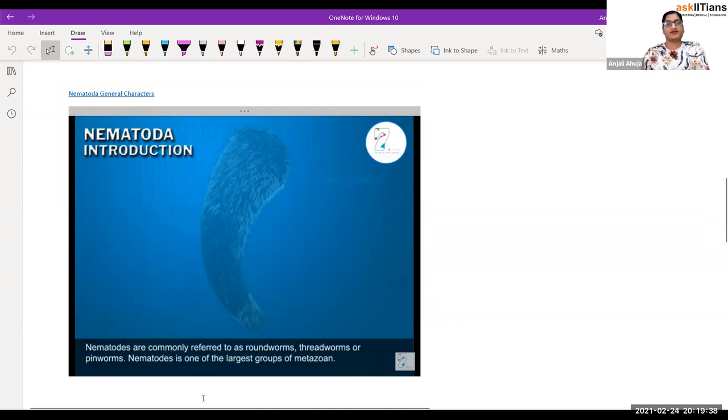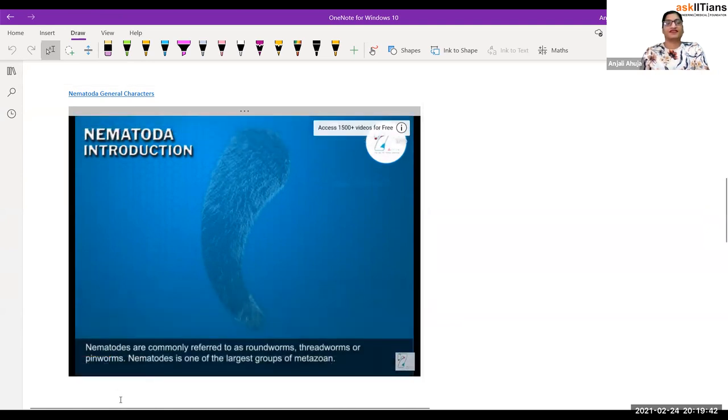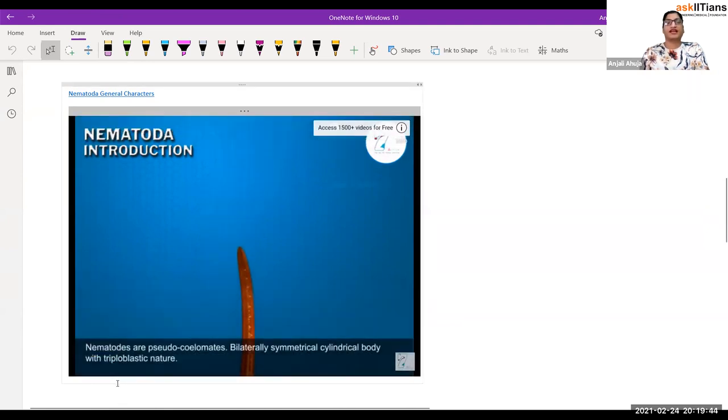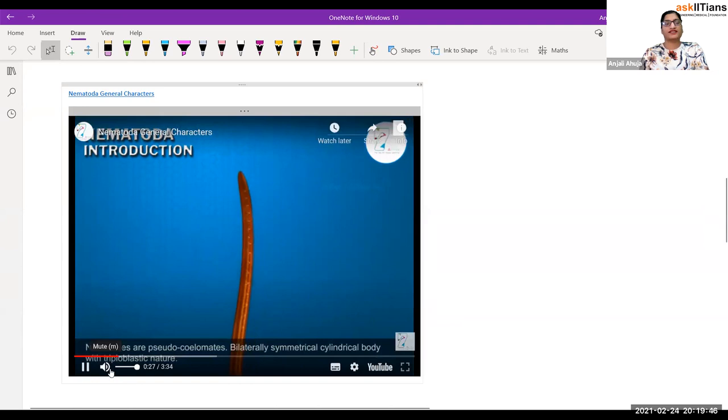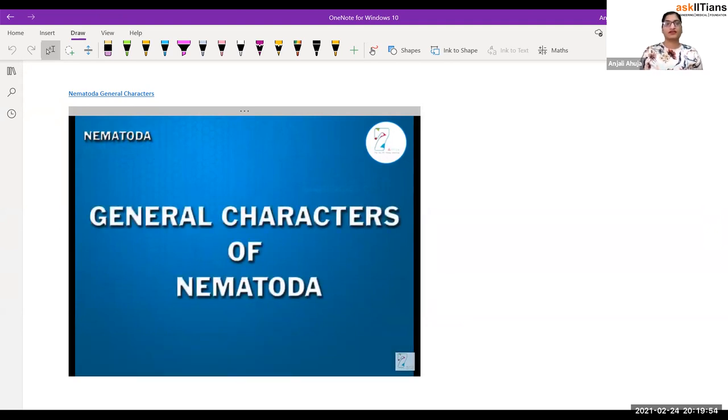or pinworms. They are pseudocoelomate. So guys, that's what I was telling you about. That is the only category which has a false body cavity. So their body cavity is not covered by mesoderm on both sides.